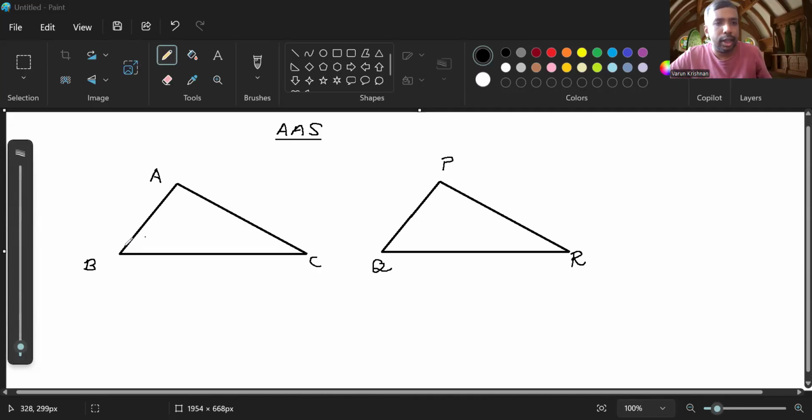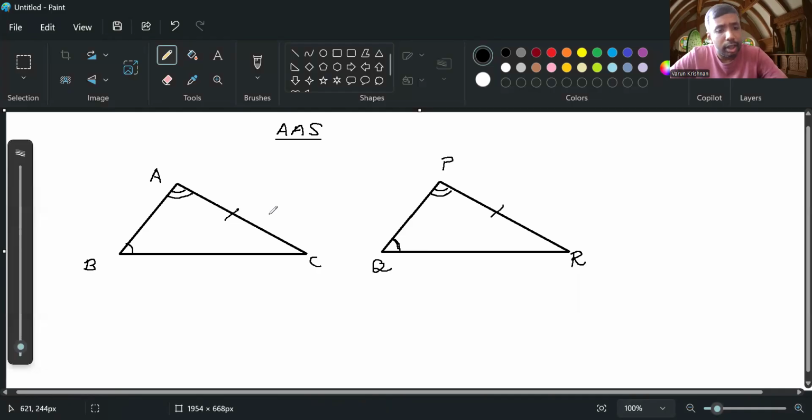What I mean is that, let's say I prove that angle B and angle Q are equal. Angle A and angle P are equal. And if we can also observe that AC and PR are equal in length, then this is sufficient information to conclude that the two triangles, triangle ABC and triangle PQR, will be congruent to each other by AAS congruency.